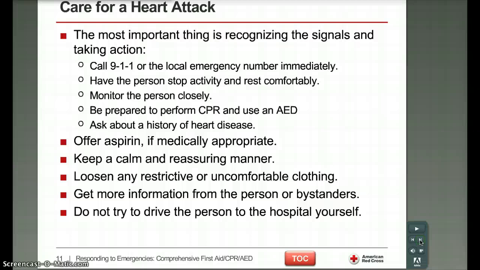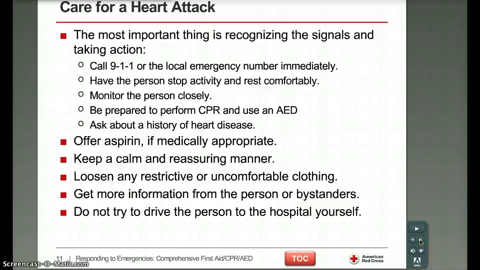Possibly offer them aspirin, because that helps with not only the pain, but it also helps if there's a clot or something to help dissolve that clot. Help keep them calm, reassure, loosen any restrictive clothing. Get information from bystanders, what's happening, is there a family history of this, get as much information as you can.